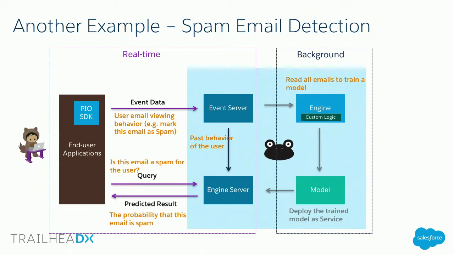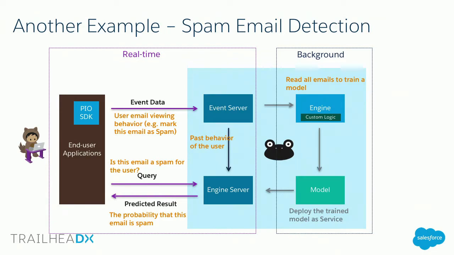So that was one use case of how you can use PredictionIO. I also want to show you another example. Say you want to do email spam classification. Your application is an email client. Whenever the user marks an email as spam, you send the events to the event server. And then you do the same thing. You read all the email data as training data, and train a model to classify whether emails are spam or not.